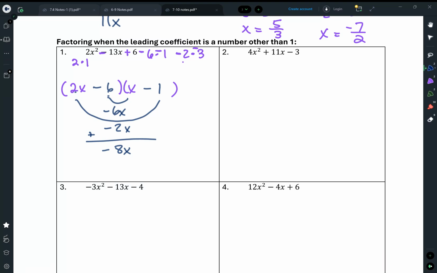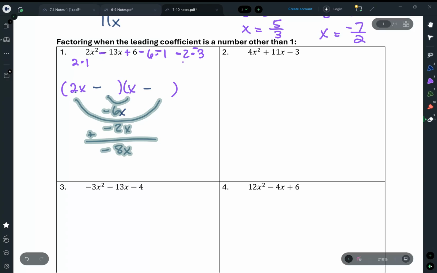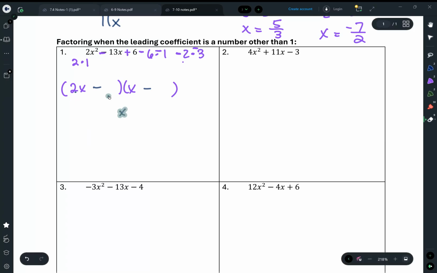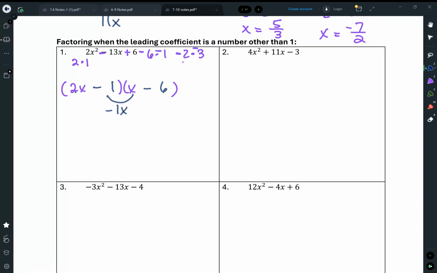So I'm going to now reverse the order. I'm going to put the 1 over here and the 6 over here, because that's going to be different, right? That's going to pair up the 6 with the 2. And so that's going to make a difference. So let's try it now. Now I want to check my inside terms. That's a negative 1x. And I'm going to check my outside terms. That's a negative 12x. When I add those together, it makes negative 13x. And so I know this is the answer.